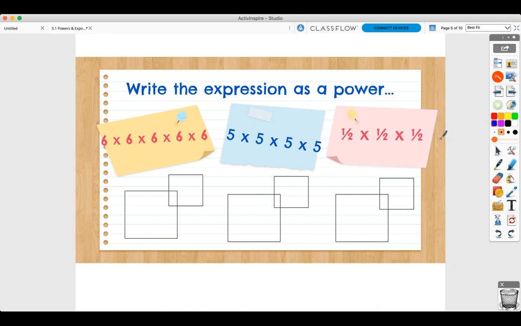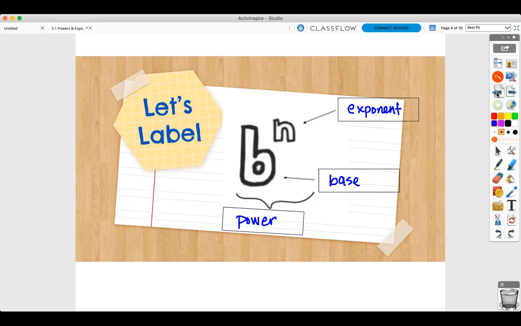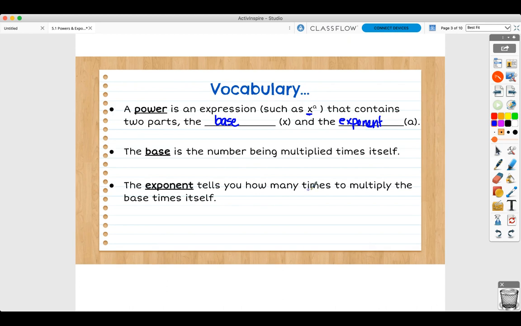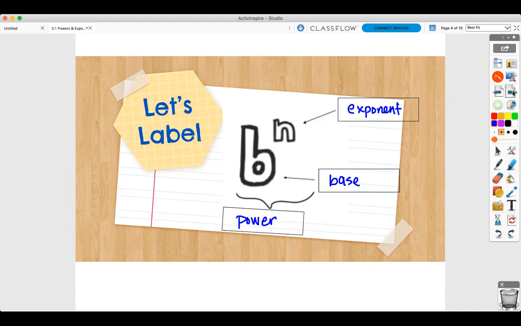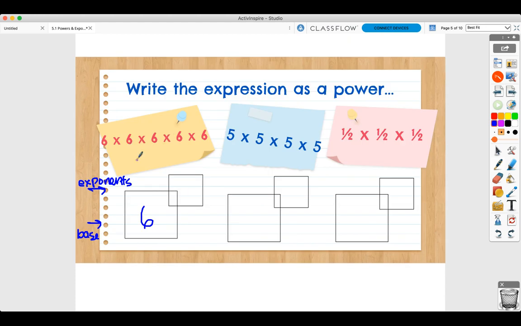So write the expression as a power. What number is going to be your base over here? Your base is going to be the number that you're multiplying repeatedly by itself. So over here that is 6. That's your base. Remember, these are your bases, and these numbers over here are your exponents. The exponent tells you how many times you're multiplying the base times itself. So over here, how many times are you multiplying 6 by itself? 1, 2, 3, 4, 5. This is going to be 5.